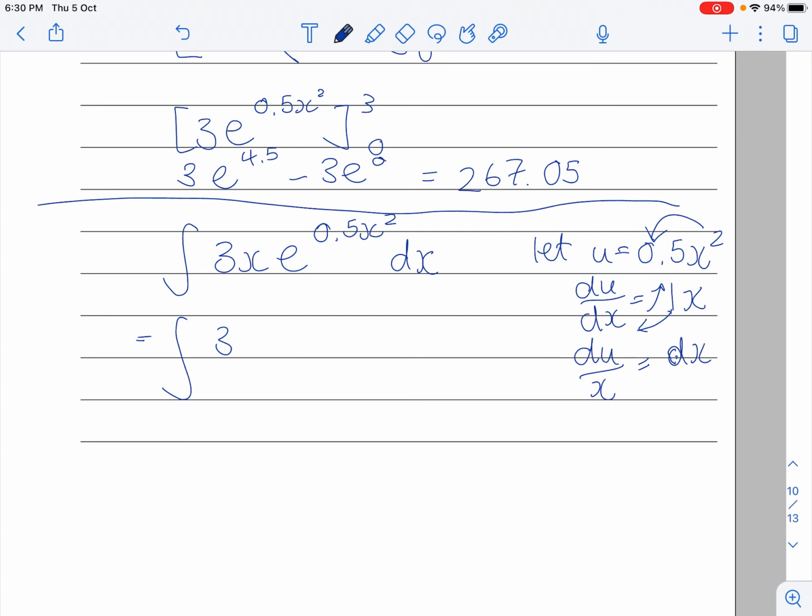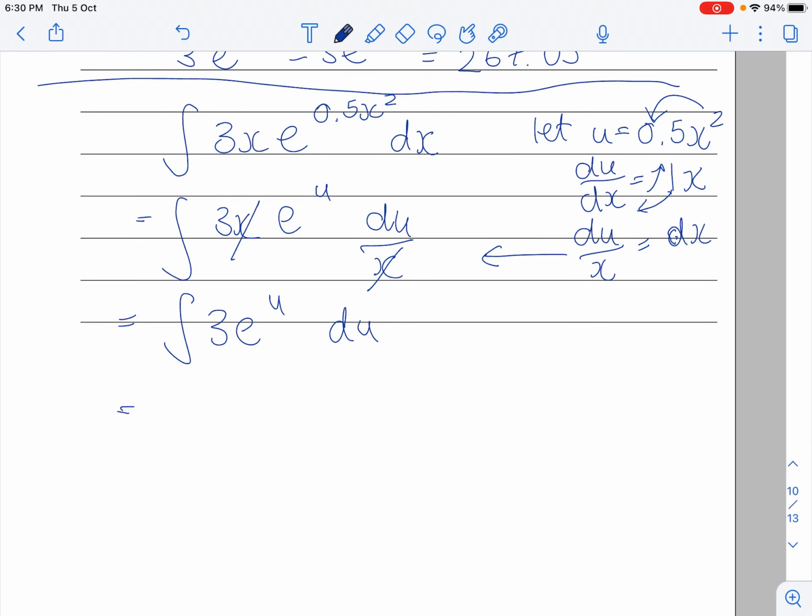So now we've got e to the u, and instead of dx, we're going to write it du over x. And you can see then that that cancels out. So what we're going to do is integrate 3e to the u with respect to u, and therefore 3e to the u just stays as 3e to the u plus c.